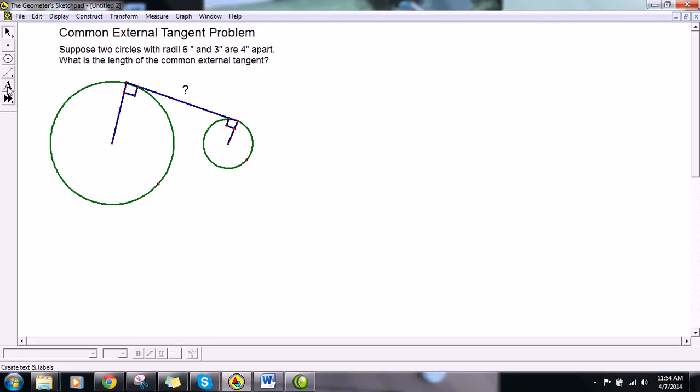Now I know the lengths of both of these radii. I know that's 6, so I'll put a 6 there, and I know that's 3, just to keep myself ready to go.